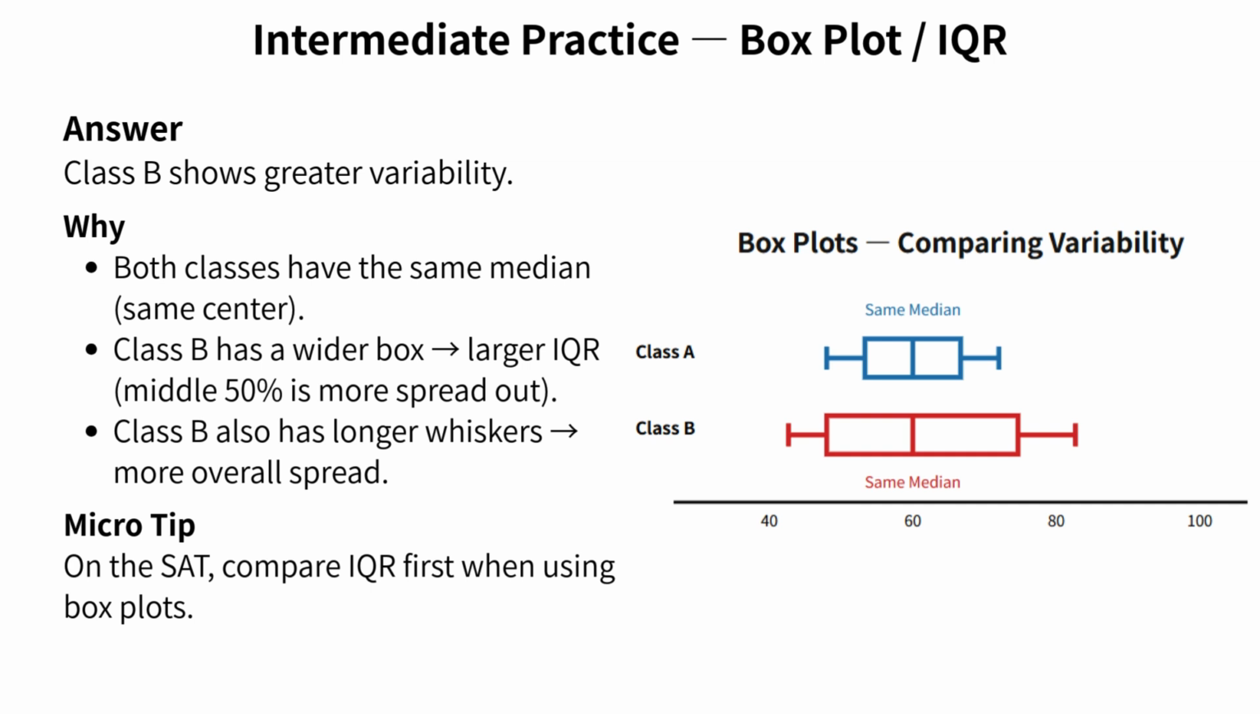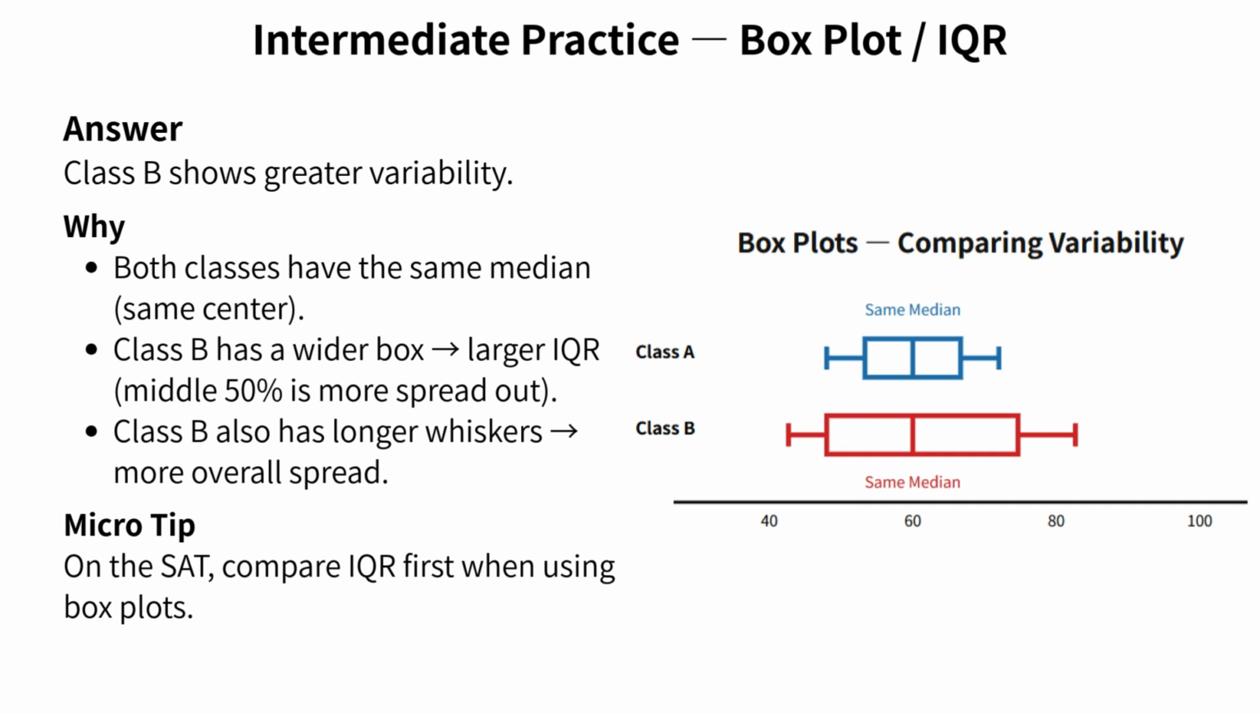When you are given box plots, the most important feature to examine first is the interquartile range, or IQR. The IQR represents the middle 50% of the data and is shown by the width of the box. In this case, Class B has a clearly wider box than Class A. That means the middle 50% of scores in Class B is spread out over a larger range of values. This alone indicates greater variability.